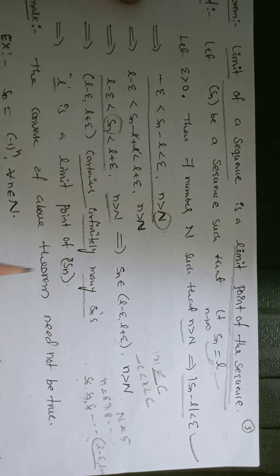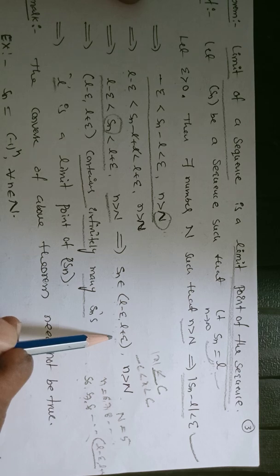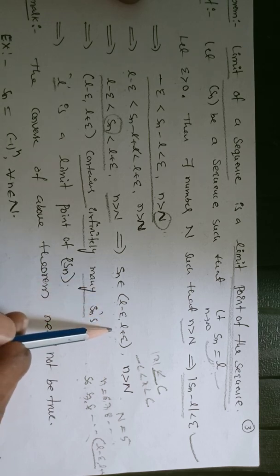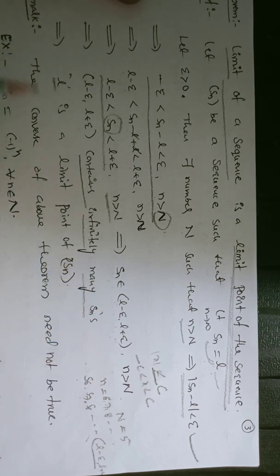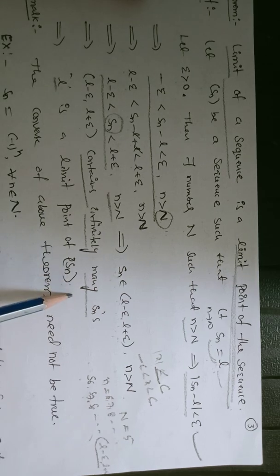By the definition of limit point, all the members of the sequence are contained in this interval except a finite number of terms. Therefore, L is called a limit point of the sequence Sn.